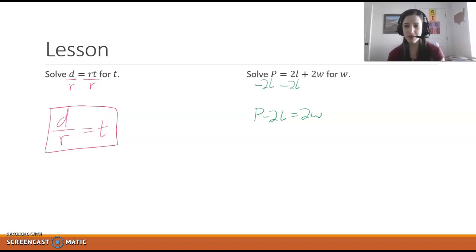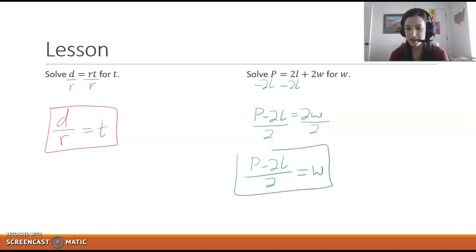All right, this 2w is multiplying just like it was over here with our rt. So 2w is multiplying, so I'm going to divide both sides by 2. And when I do that, I get p minus 2l divided by 2 equals w. And that's actually going to be my answer here. So I get w all by itself. So I subtracted 2l from both sides. There aren't any like terms, so I can't combine anything. And then I divided by 2. And that p doesn't have a 2, so I can't simplify my fraction at all.